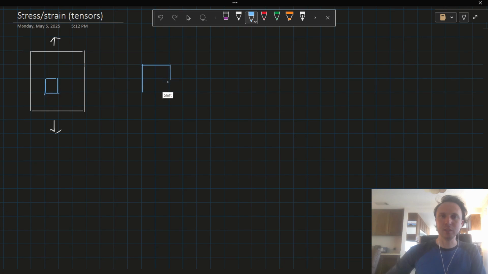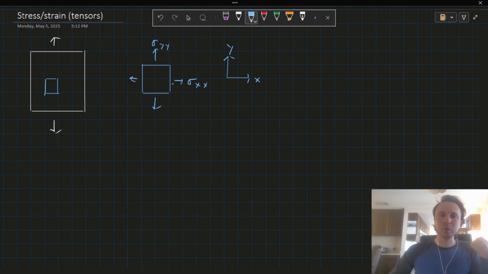say that this is our element, and say that we have a coordinate system over here. We'll call this x and y. So this element is going to feel some forces in the x direction, and so we'll call those on the x face and in the x direction, sigma xx. It's also going to feel forces over here on the y face and in the y direction. So we'll call those sigma yy.